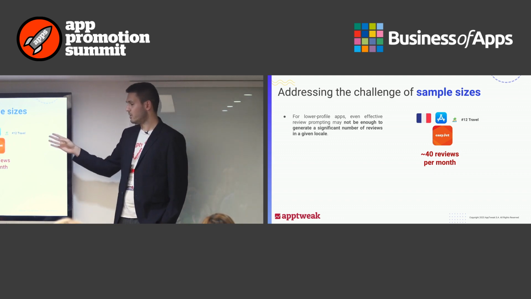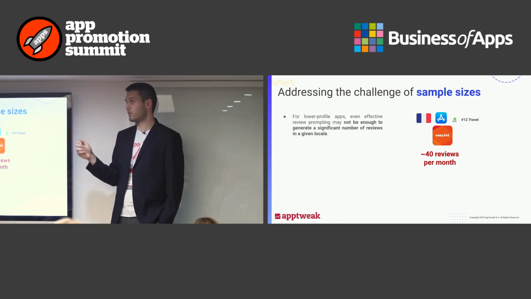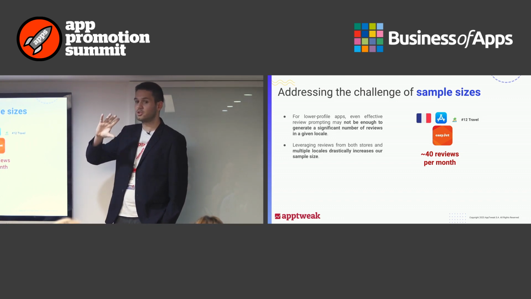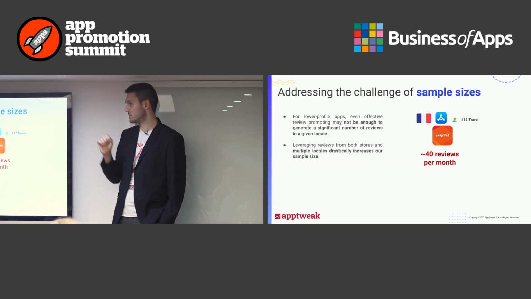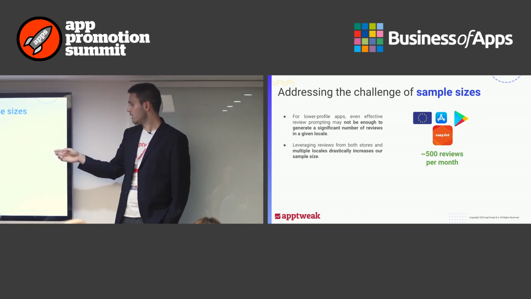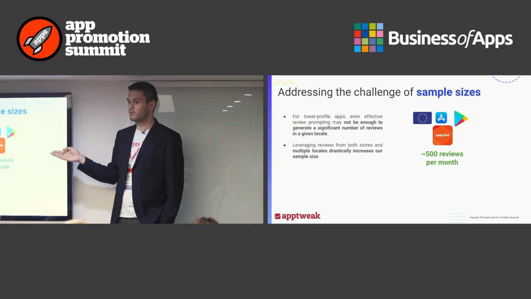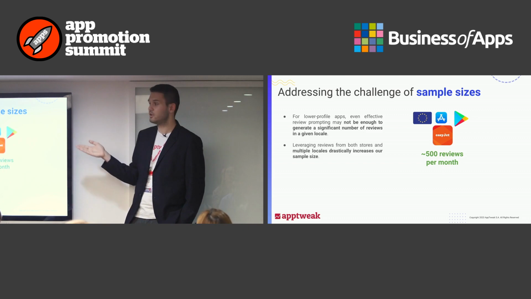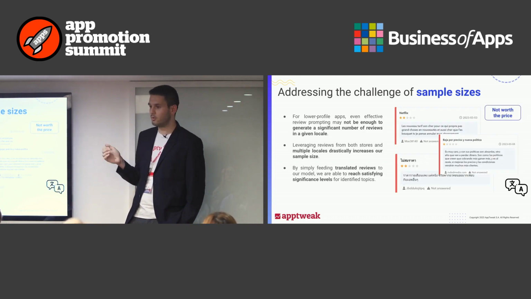But fortunately, a brand such as EasyJet is popular across Europe. So if we use this to leverage information in both stores and in all the countries in Europe, then the meager 40 reviews per month can turn into 500 reviews per month. And now we have a tenfold increase, and it's sufficient to have proper review modeling.